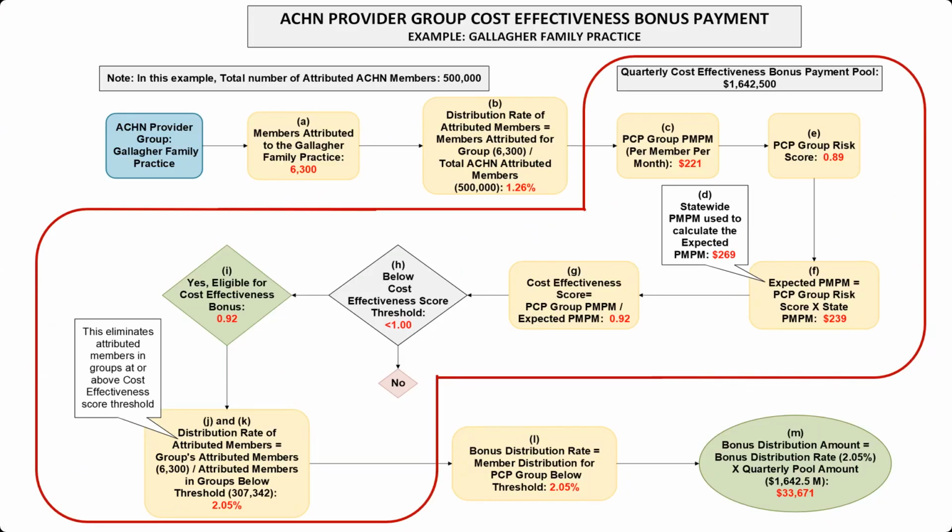Moving over to box E, we see that we've also calculated Gallagher Family Practice's group risk score of 0.89. Using the component of the risk score and the statewide PMPM, we calculate the expected PMPM of Gallagher Family Practice, which is $239. We now have all components of the cost effectiveness score. And so to calculate Gallagher Family Practice's cost effectiveness score, we're going to divide the group PMPM by the expected PMPM to get a cost effectiveness score of 0.92.